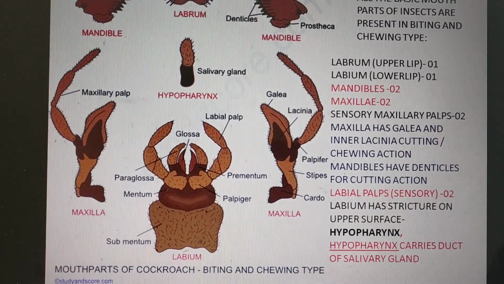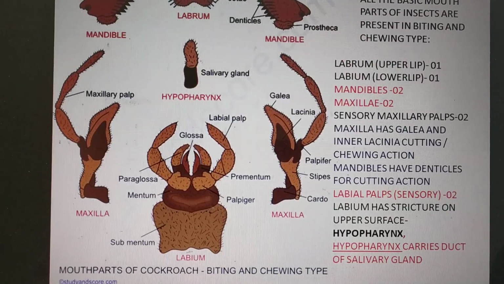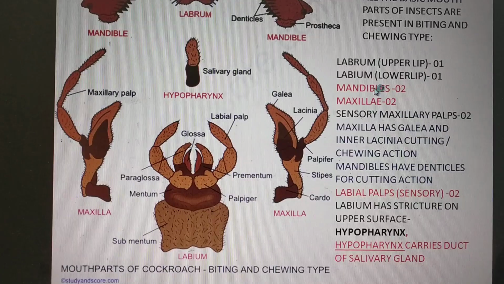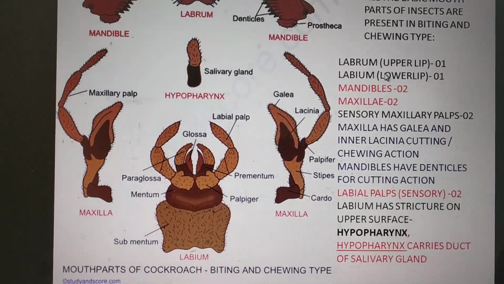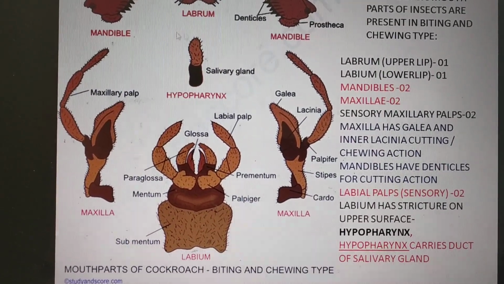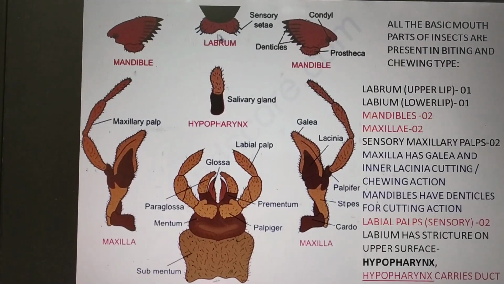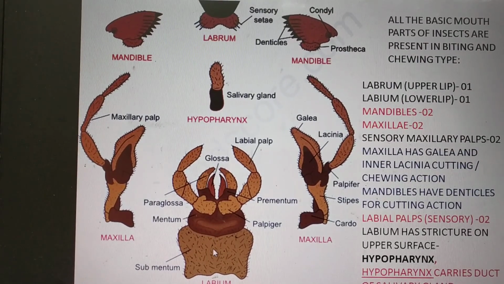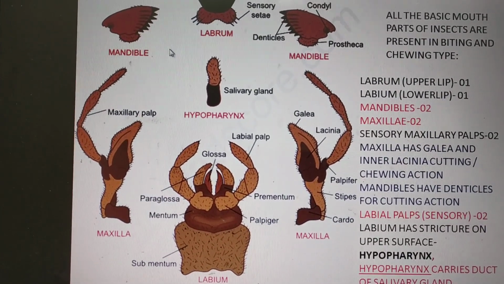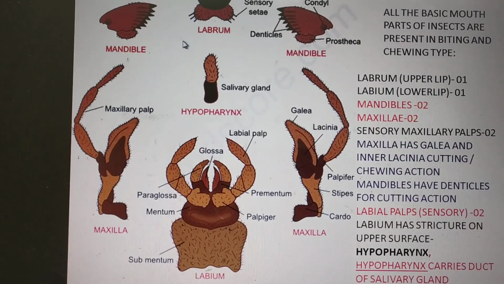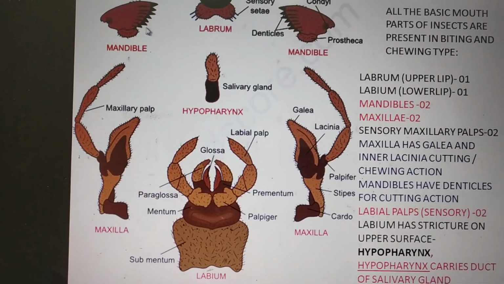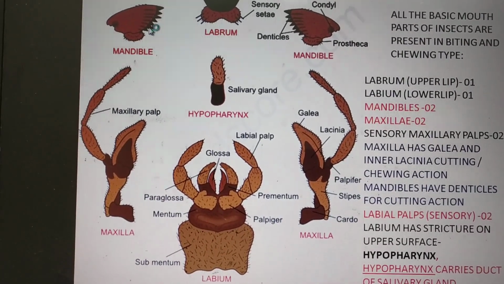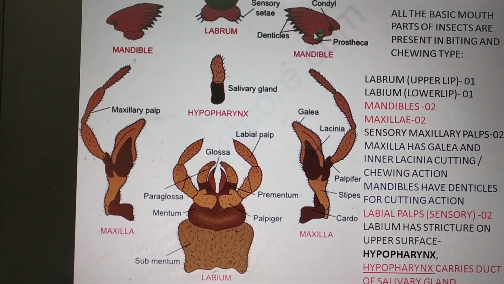You see the upper lip, which is called the labrum. And then there is a lower lip, which is called the labium. Now in between the labrum and the labium, if you see the diagram, the figure, this is the labrum and then this is the labium. In between them, you will find 2 pairs of jaws. The first pair is called the mandible. So this is the first mandible, this is the second mandible.